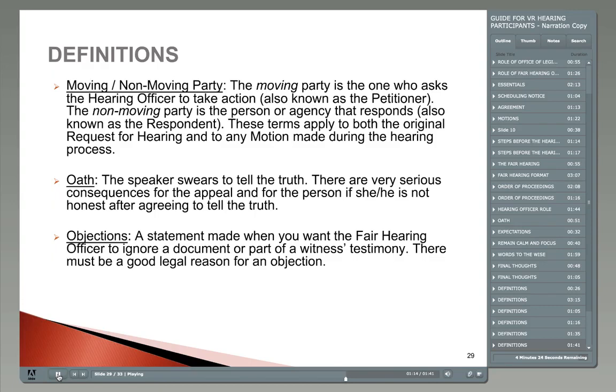Objections. It's a statement you make when you want a fair hearing officer to ignore or exclude a document or a part of witness testimony. There must be a good legal reason for the objection. So a good enough objection isn't, "I disagree." You can refute a person's testimony, which means to present evidence that is counter to what's been presented. But you have to have a legal reason for any sort of objection.